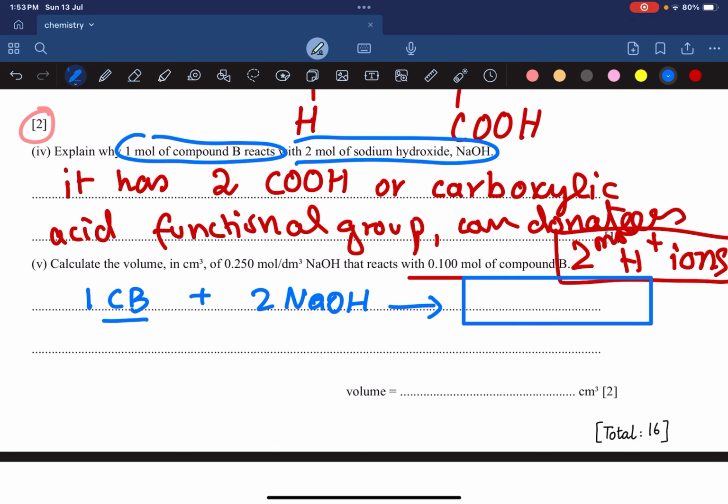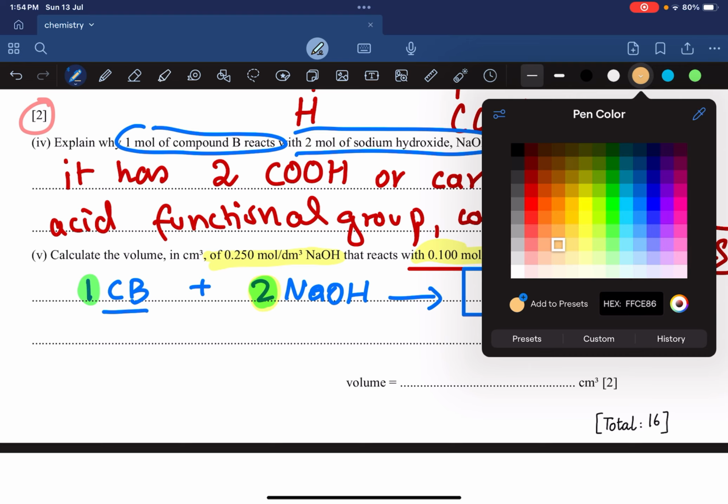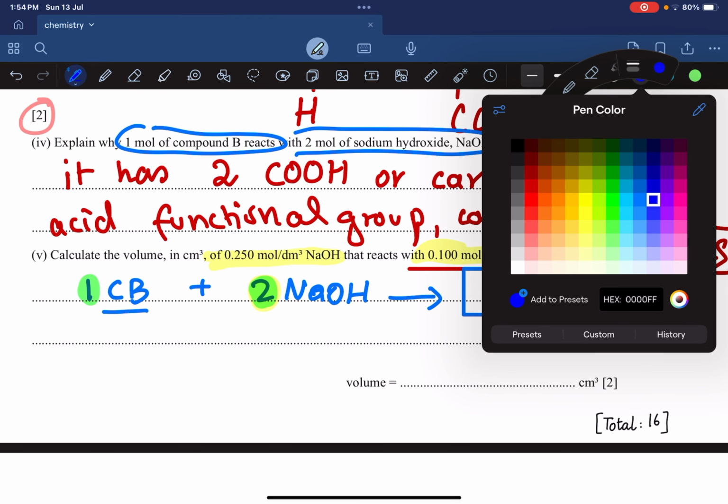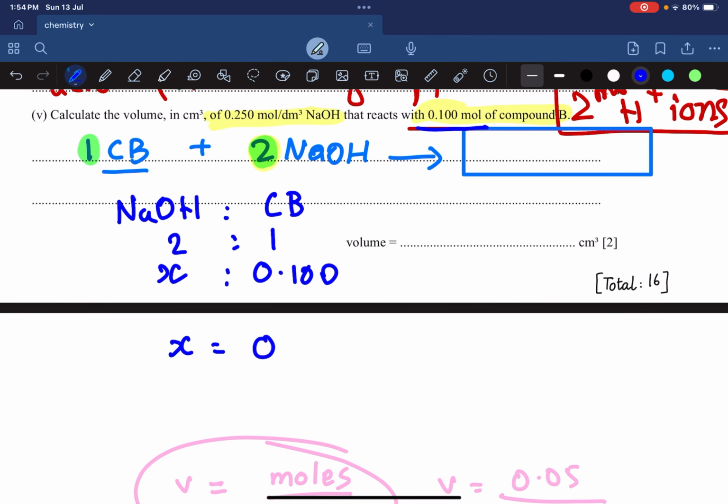Now what do I know? I know the ratio in which both of them are reacting, that 1 mole of compound B is going to react with 2 moles of NaOH. So in this question, I am given the concentration of NaOH and the moles of compound B. When I have the moles of compound B, I can easily figure out the moles of NaOH, because I know that the ratio of NaOH to compound B is 2:1. If I have 0.100 moles of compound B, I'm going to have X moles of NaOH, and X is going to turn out to be 0.200.